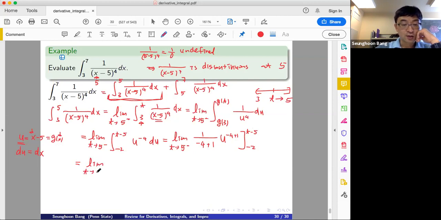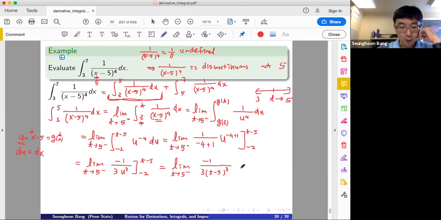T value approaches 5 from the left. So let me see, what's that? This is minus 1/3. U to the negative 3 is 1 over u cubed. So we have negative 1 over 3 times u cubed, from negative 2 to t minus 5. So you can plug t minus 5 into u. So minus 1 over 3 times (t minus 5) cubed.